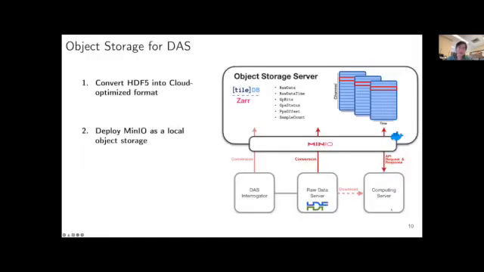So to help solve this problem, this is what we are proposing in this incubator project. The idea is simple. We convert H5 DAS data into cloud-optimized data formats. We deploy MinIO as our local object storage. Combining these two, we create a platform that is able to provide data services in a much more efficient way.